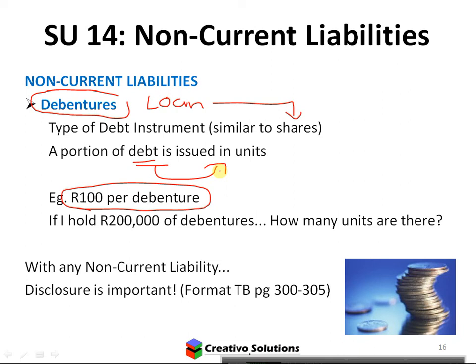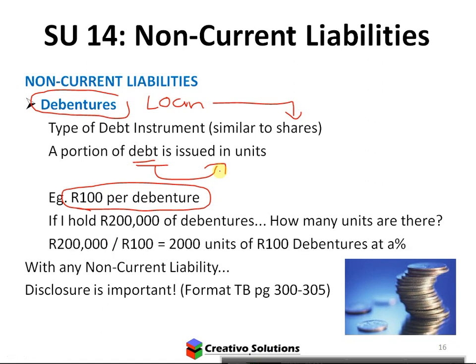So if I hold 200,000 rand worth of debentures, and each debenture is worth 100 rand, how many units will I have? 2,000. Yes, correct. 2,000 units of 100 rand debentures. So getting 100 rand from 2,000 people would be easier than getting 200,000 from one person. Exactly.